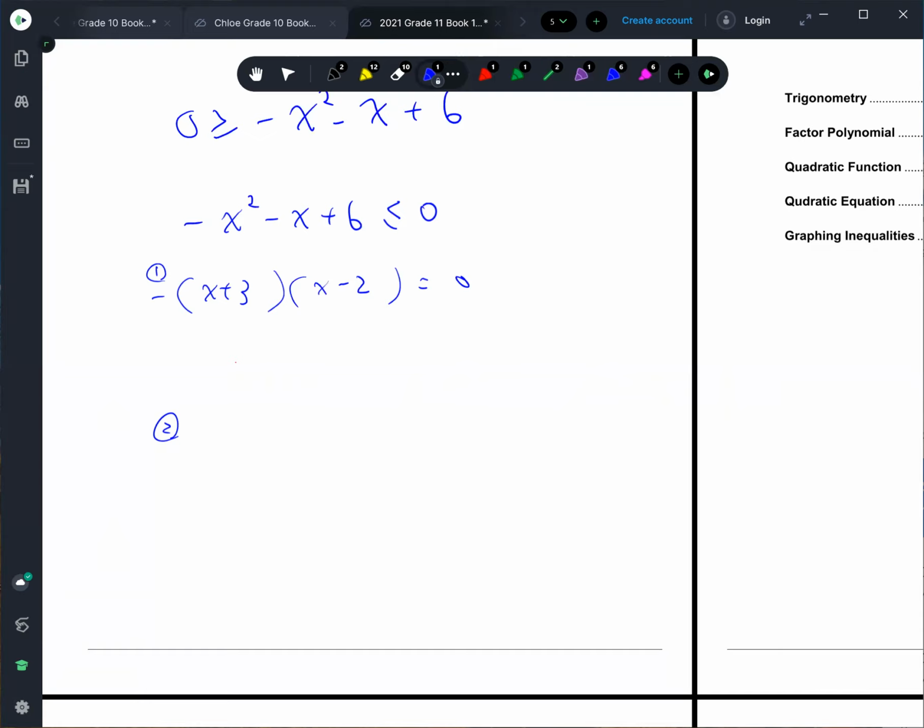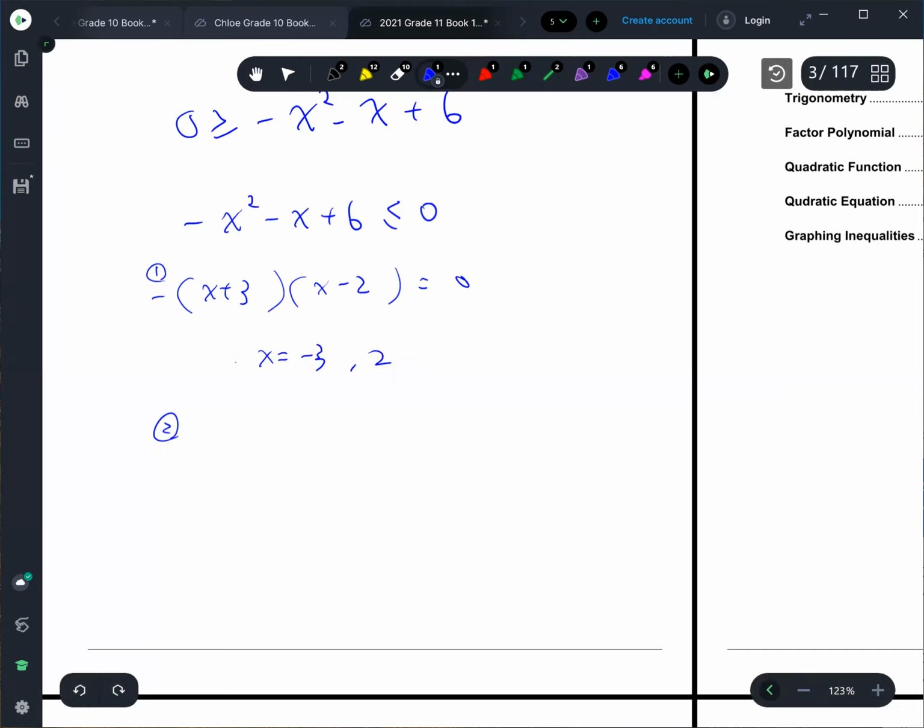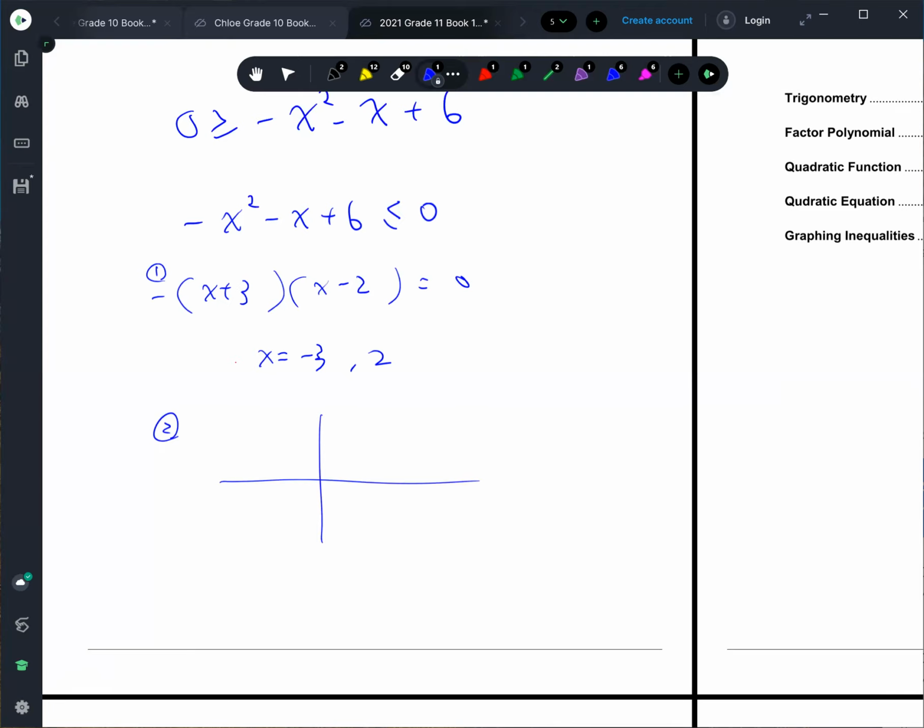What do we do next? We graph it, like we draw it out. But step 1, you need to factor and find the zeros. The zeros are negative 3 and 2. And then you graph it. How do I graph? You draw it out. Do you want to show me?